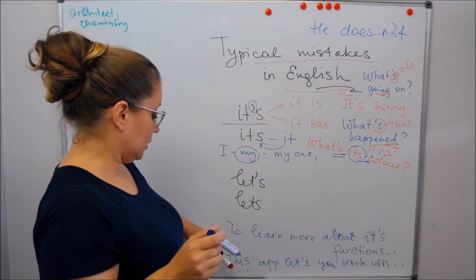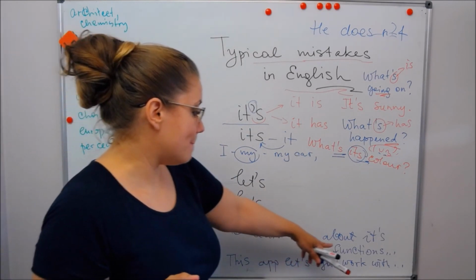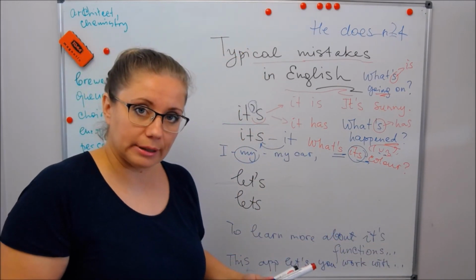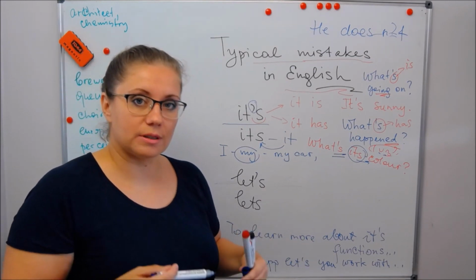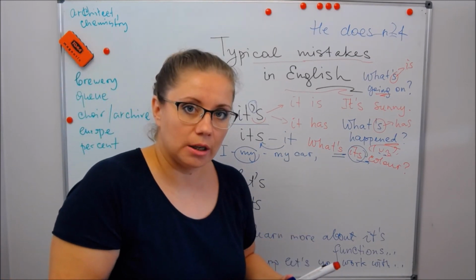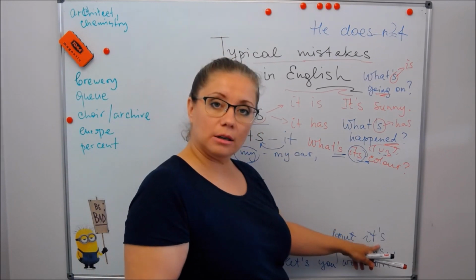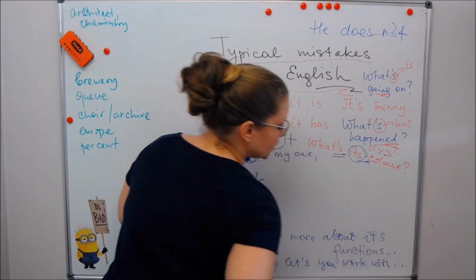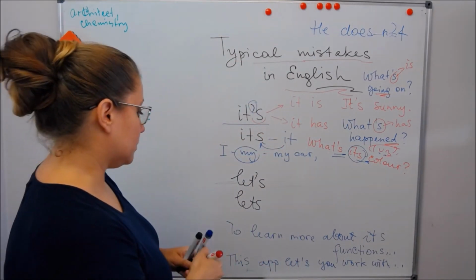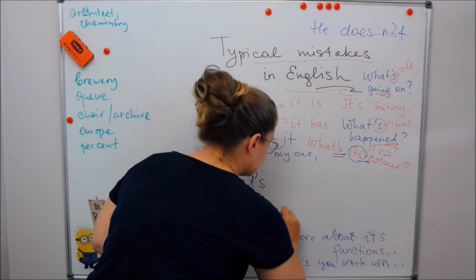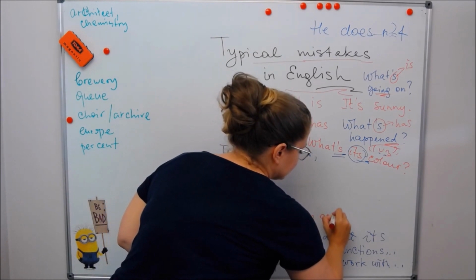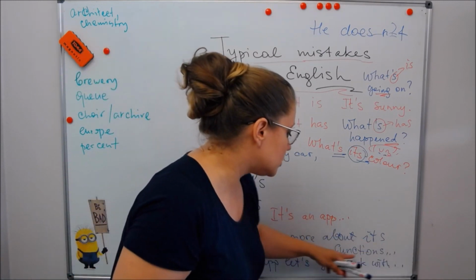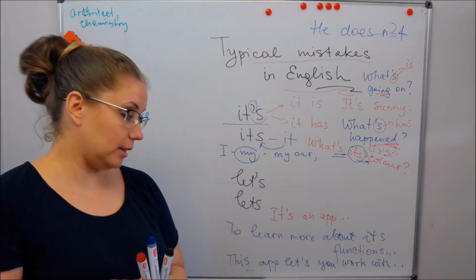Now, this is the real example. To learn more about its functions. The person is talking about an app, yeah? Its functions, the app's functions. Do we need an apostrophe here? No, you are absolutely right. We don't need it here. So, for example, I can say it's an app. Yeah, it is. But to learn more about its functions without any apostrophe.